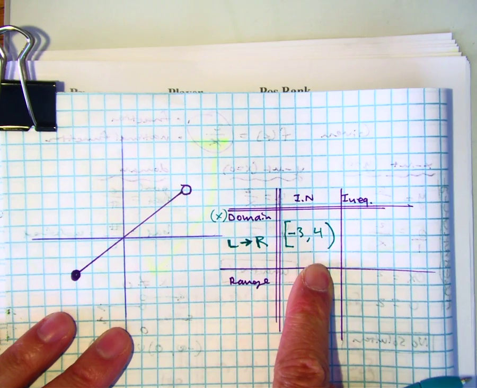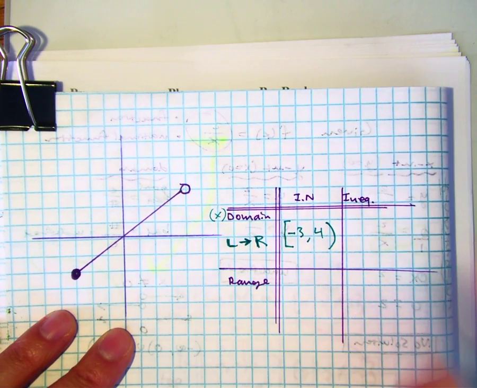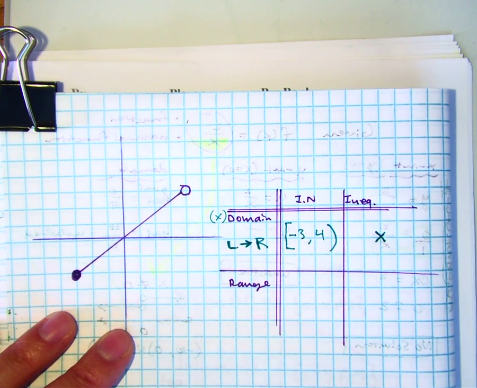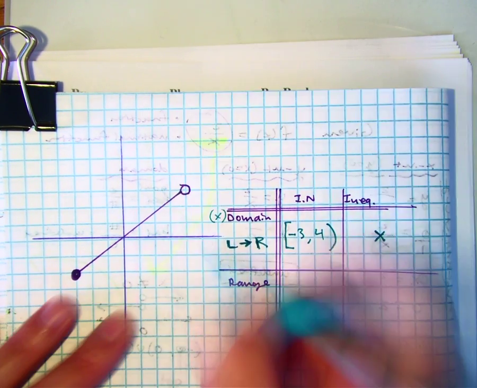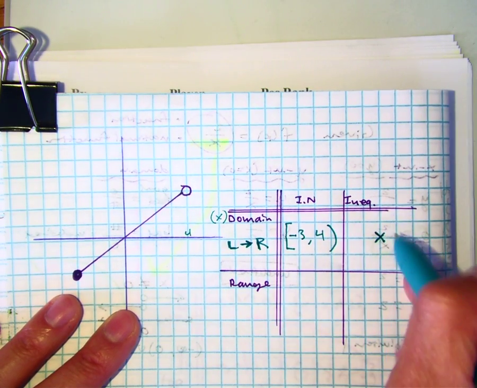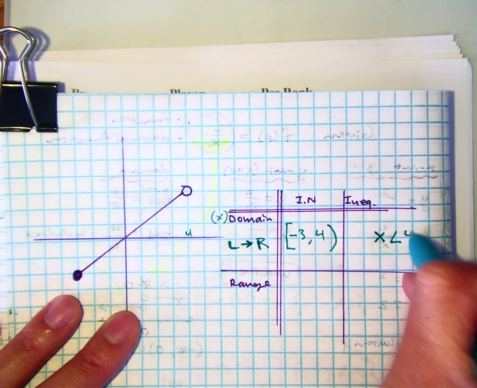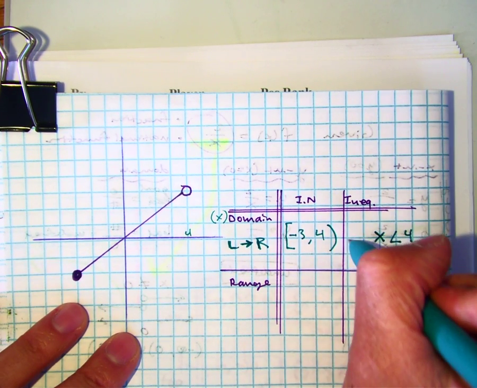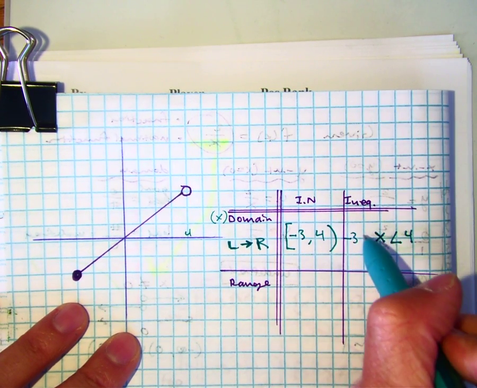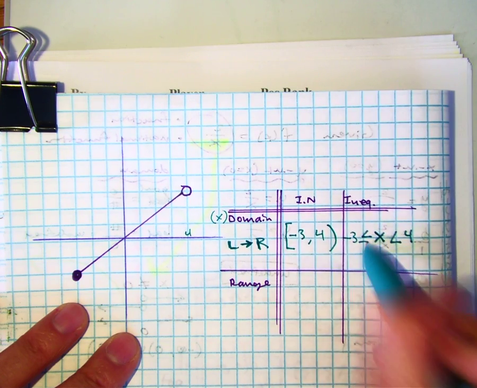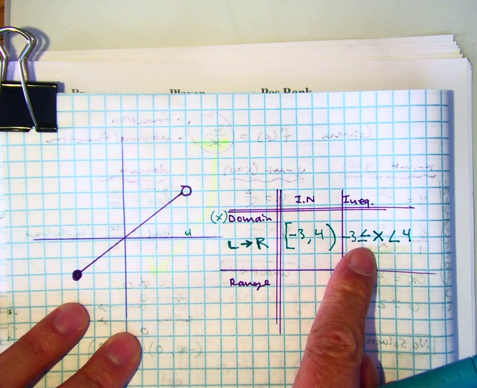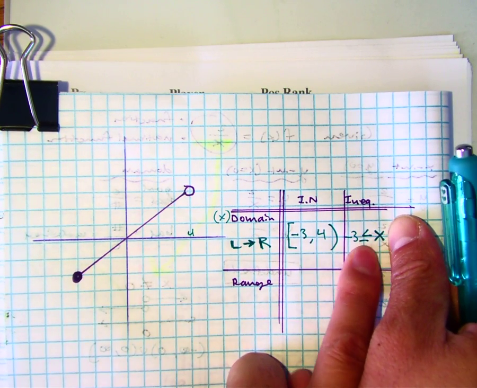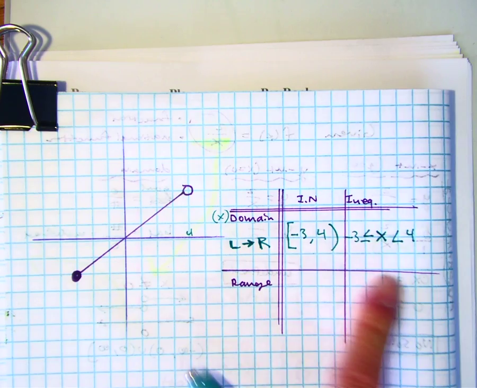Okay. Now, because the domain refers to the x-axis, I need numbers that are smaller than 4, but I also need numbers that are bigger than -3. Pay attention, bigger than or equal to. You might say, Mr. Ng, that's a less than sign, right? But remember, you have to read it the other way. X is bigger than or equal to -3. Okay? And that's my inequality.